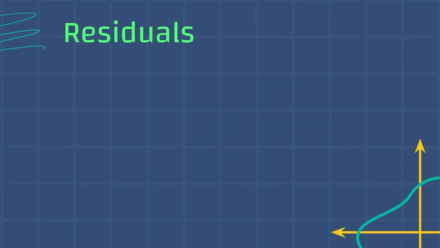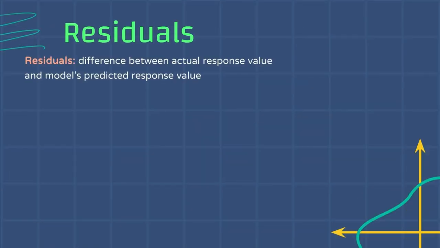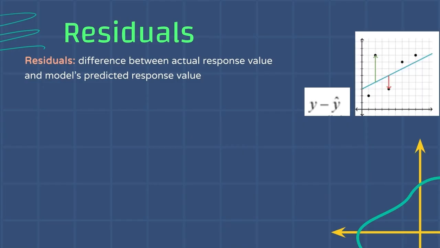Residuals. Residuals are the difference between the actual response value and the model's predicted response value, which is the formula y, the actual value, minus the predicted value, y hat. So this is what it would be here. The point would be y, the actual value, and where it meets the line is the predicted value.